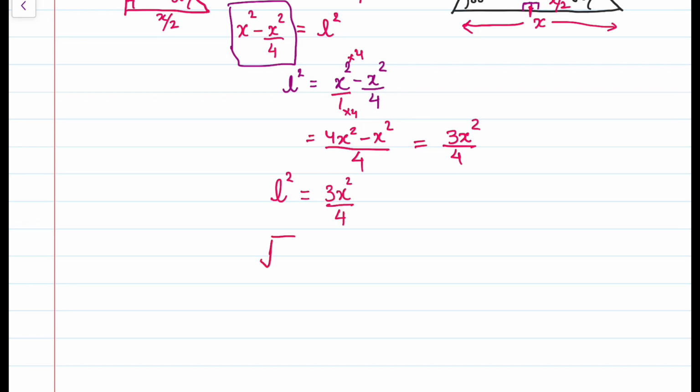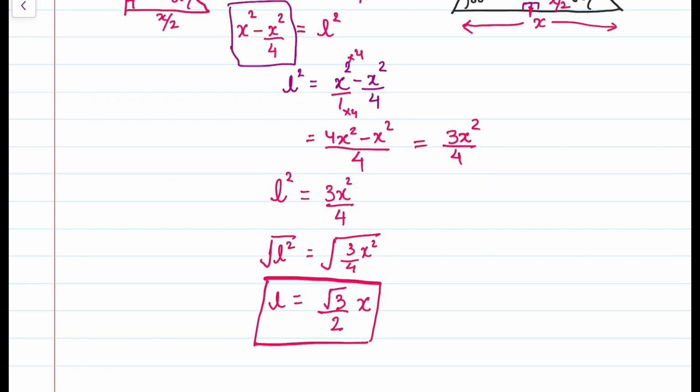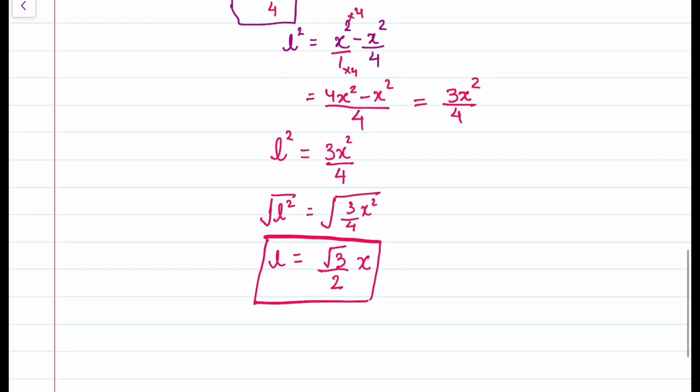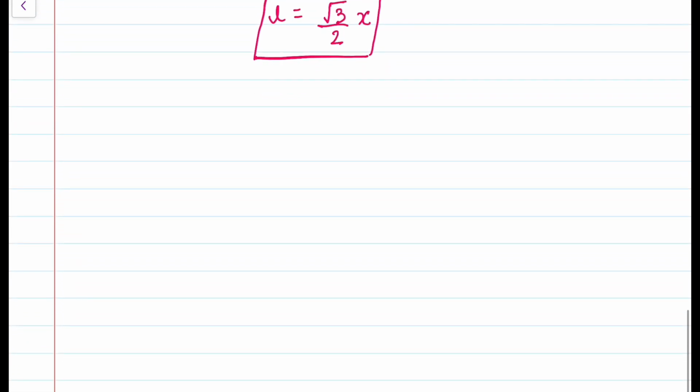So taking the square root on both sides will give us L is equal to square root of 3, and the square root of 4 is 2, and the square root of x squared is x. All right, so L is equal to square root 3 over 2 times x. All right, so now we have got all the sides. So let us draw the triangle again.